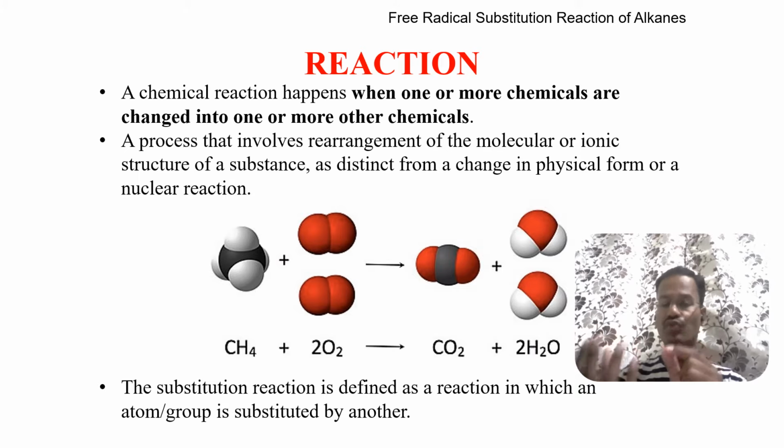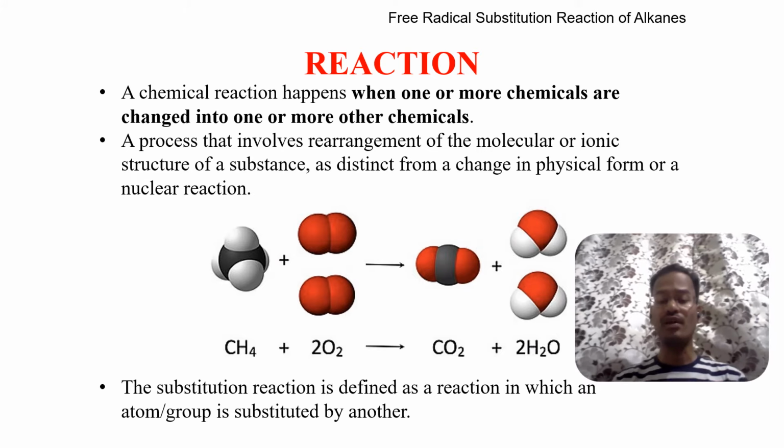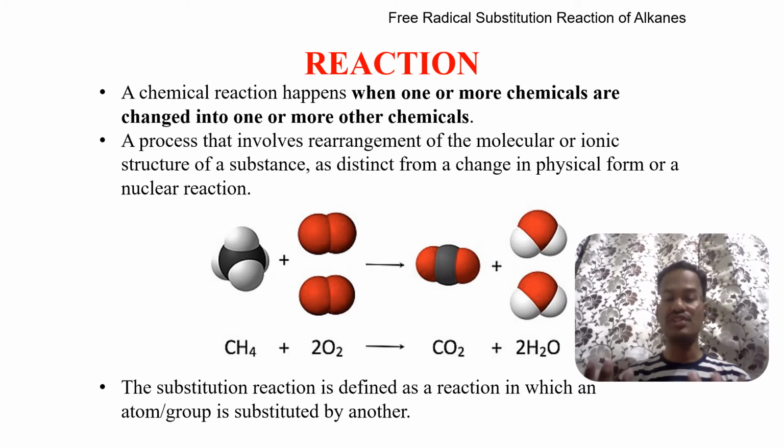So an atom can be replaced with a single atom or else a group of atoms, and vice versa, a group of atoms can be replaced by a single atom or else a group of atoms, whatever it may be. Ultimately, this substitution and replacement should happen, and only then can we call it a substitution reaction.